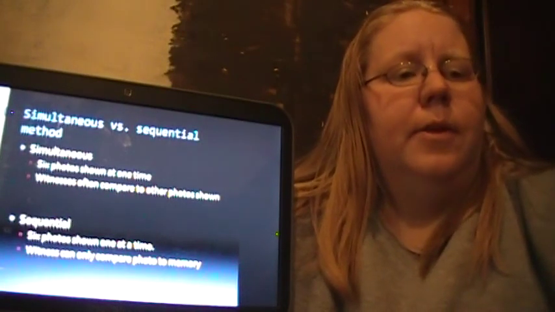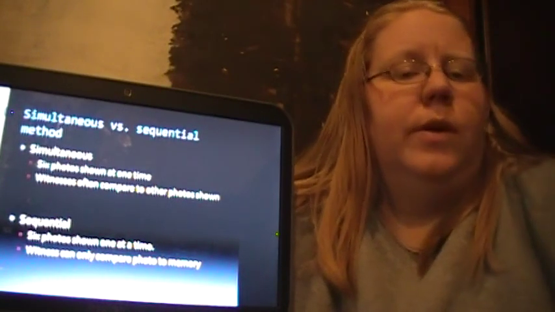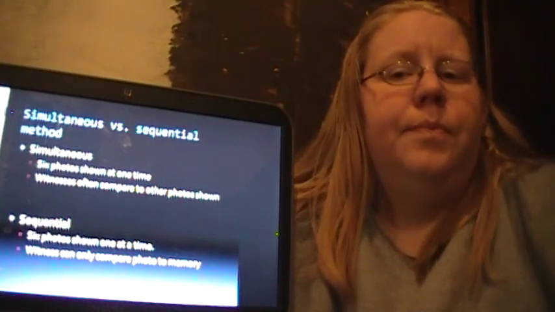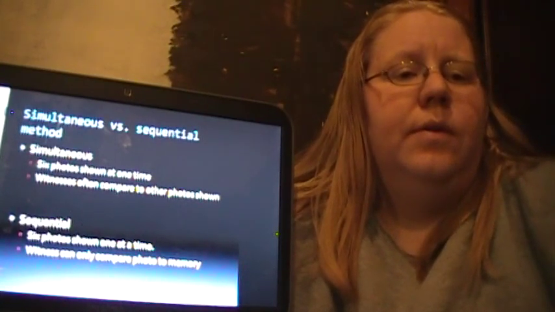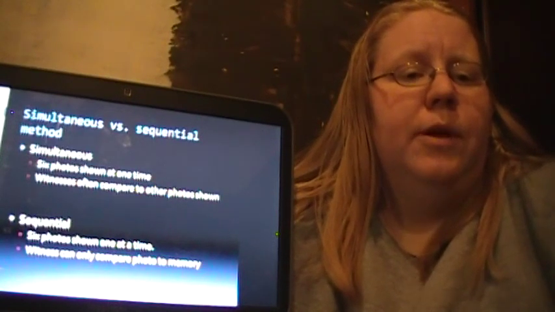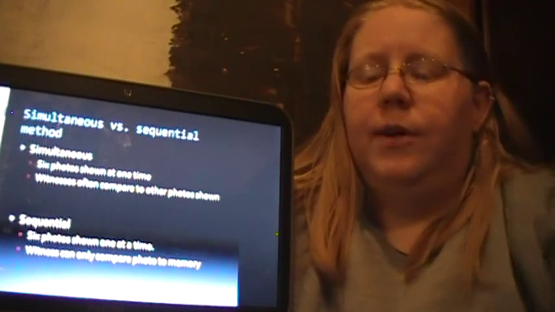While in the second method, the sequential method, the witness is shown 6 photos again, but only views one at a time. This forces the witness to compare individual photos to their memory instead of the other photos provided.